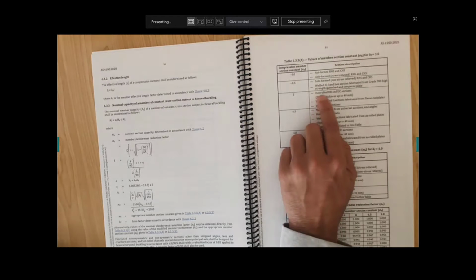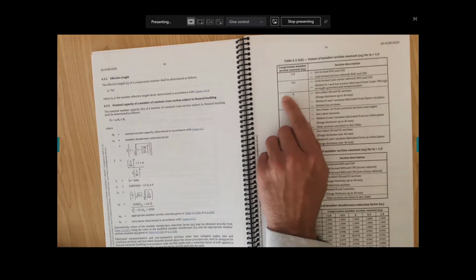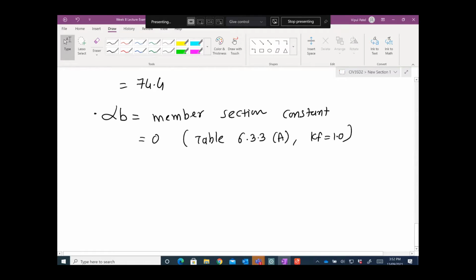And in here we have hot rolled universal beam and universal column sections. So you have UC sections. So we take alpha b equal to 0. So alpha b equal to 0 is coming from table 6.3.3a, KF equal to 1. Now once you have alpha b and lambda n, you can calculate alpha c, which is your member slenderness reduction factor.